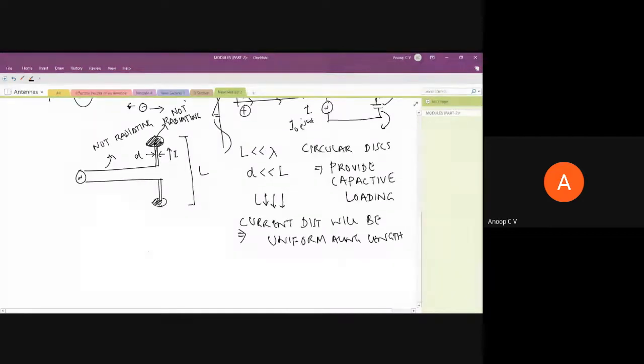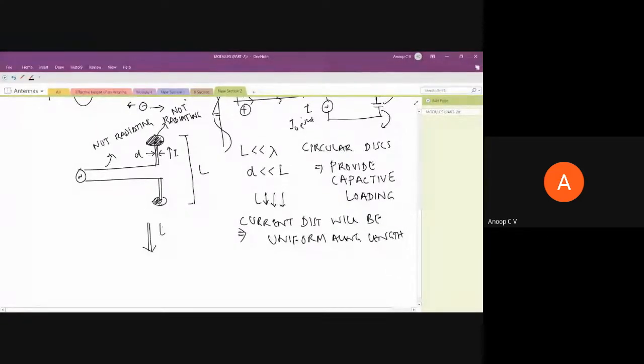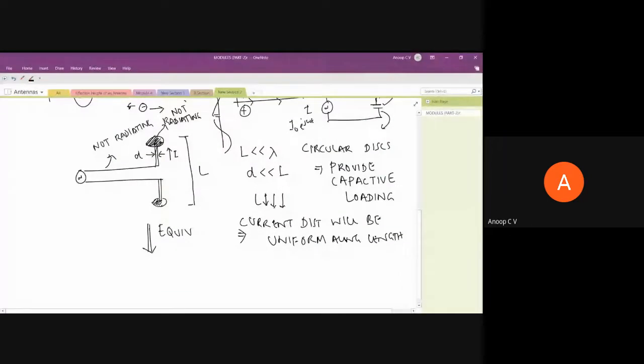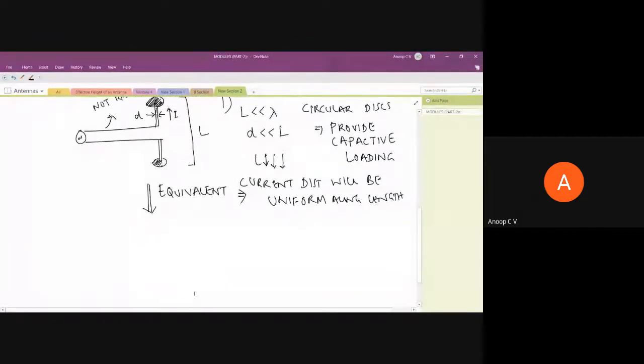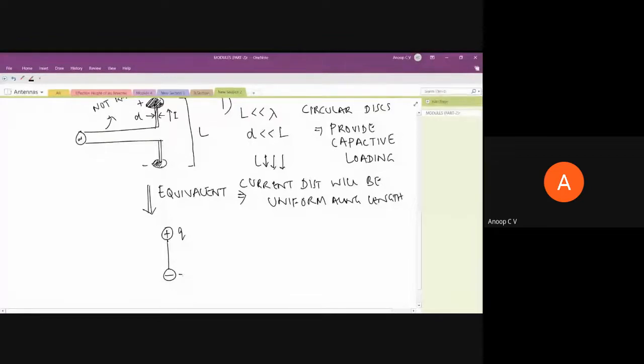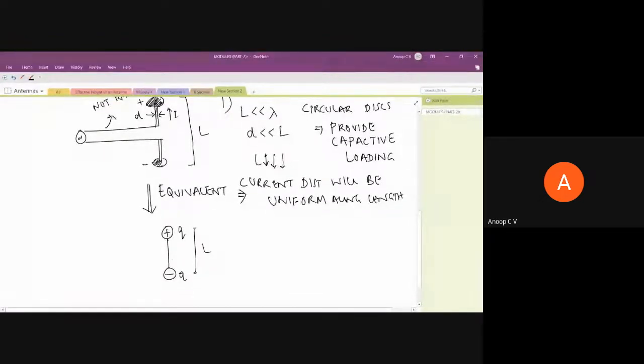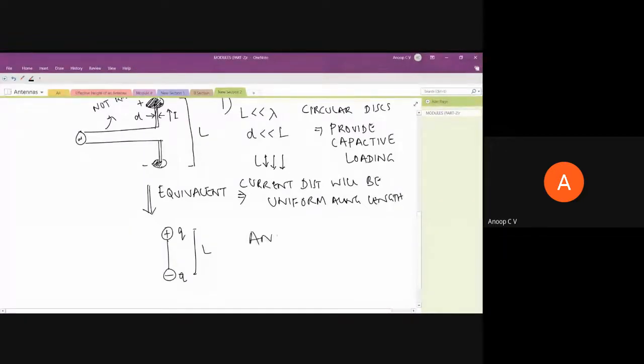And also what we can do is approximate, or equivalently represent it as a small capacitor, where charges will be concentrated on these capacitor plates. So I can equivalently represent it as an electric dipole with charge plus Q and minus Q, separated by a length L, and this is a very thin conductor. I can equivalently represent this dipole like this, and for analysis, we'll be using this.